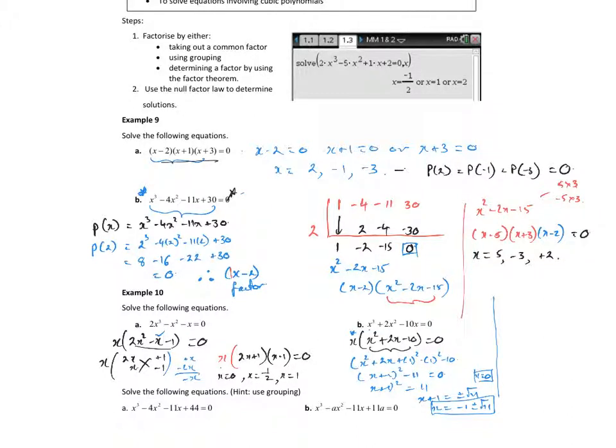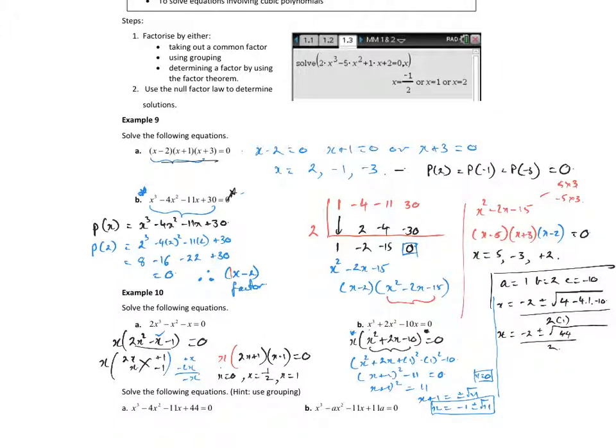If I use the quadratic formula on this, I get a equals 1, b equals 2, c equals negative 10. So x is equal to minus b plus or minus the square root of b squared minus 4 times a times c, all over 2a. So x is equal to minus 2 plus or minus the square root of, what have I got, 4 plus 40, is the square root of 44, over 2.